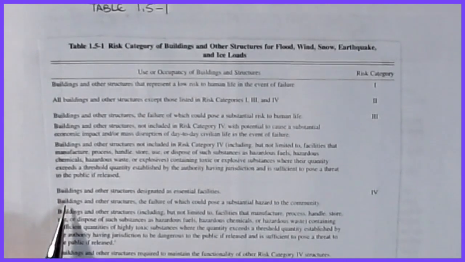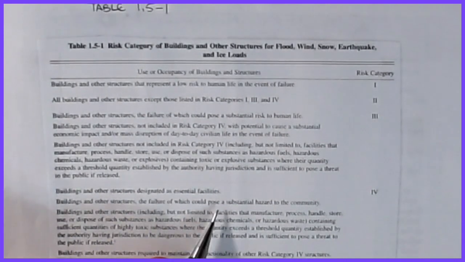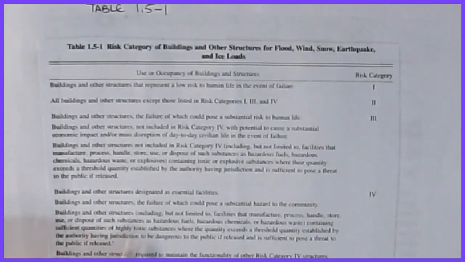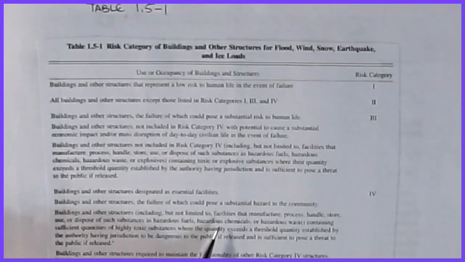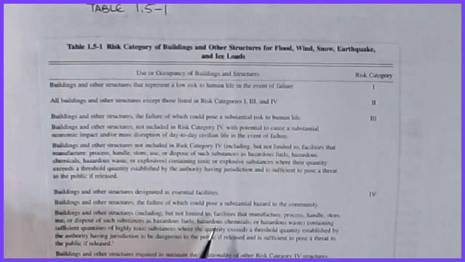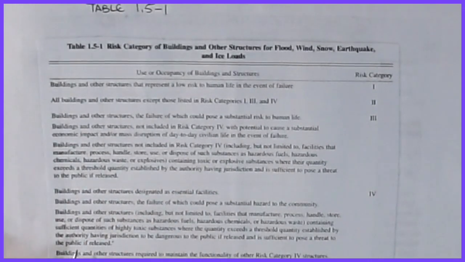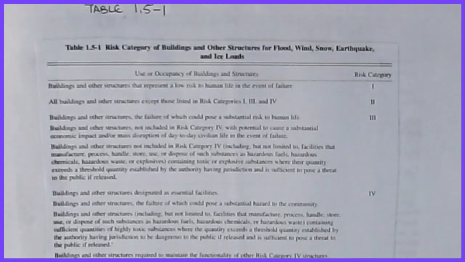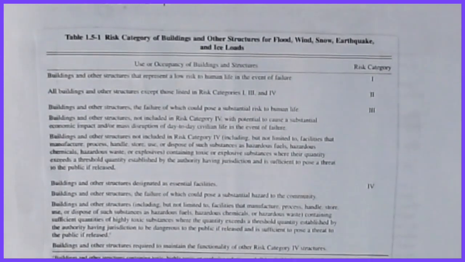So that would be the case where buildings and other structures, the failure of which could pose a substantial hazard to the community. Okay. It also includes buildings and other structures, including but not limited to facilities that manufacture, process, handle, store, use, or dispose of such substances as hazardous fuels, hazardous chemicals, or hazardous waste containing sufficient quantities of highly toxic substances. So again, we're all talking about threat to human life on those type of structures. Okay, and generally, with a Category 4 building, it's pretty obvious when one should be falling in there.